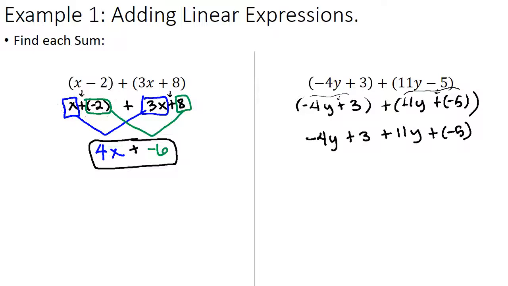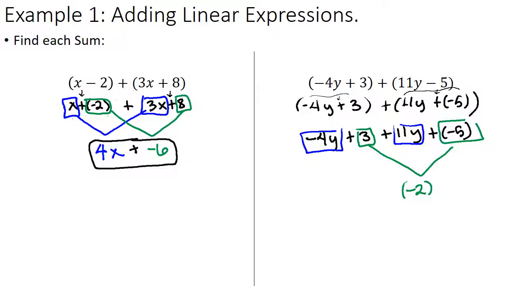Okay, now again, I go back and look for my like terms. As I look at my like terms, I can then combine them. So 3 and negative 5 becomes negative 2, and 11y and negative 4y is going to become 7y, and I am done.